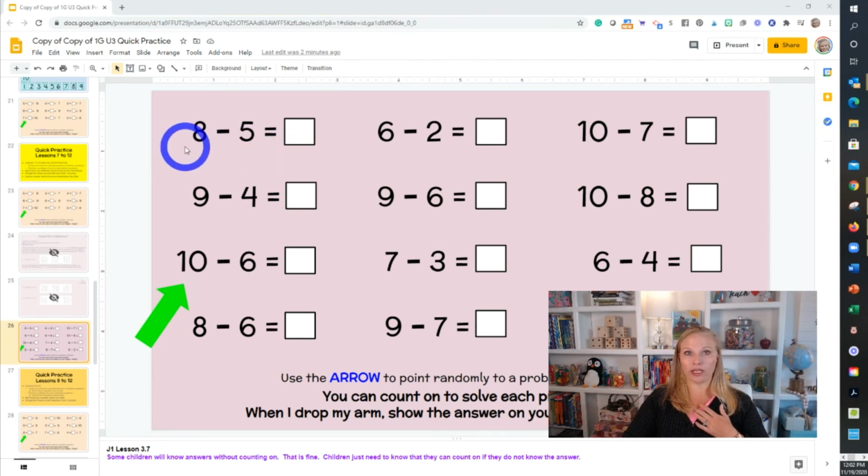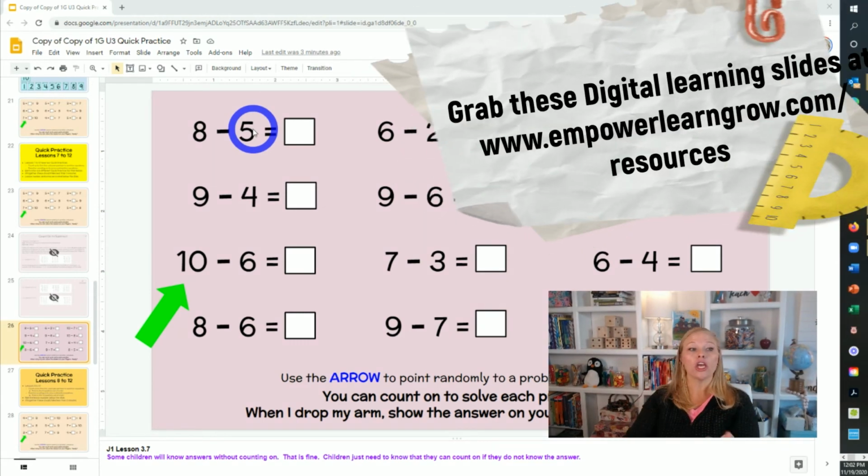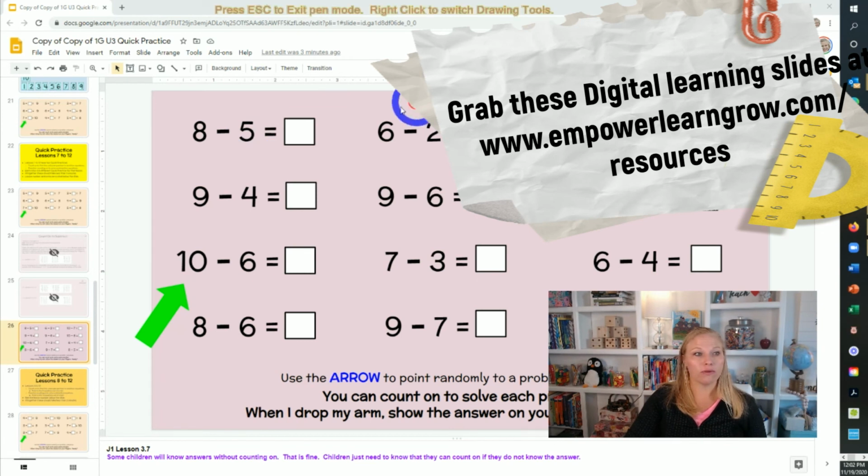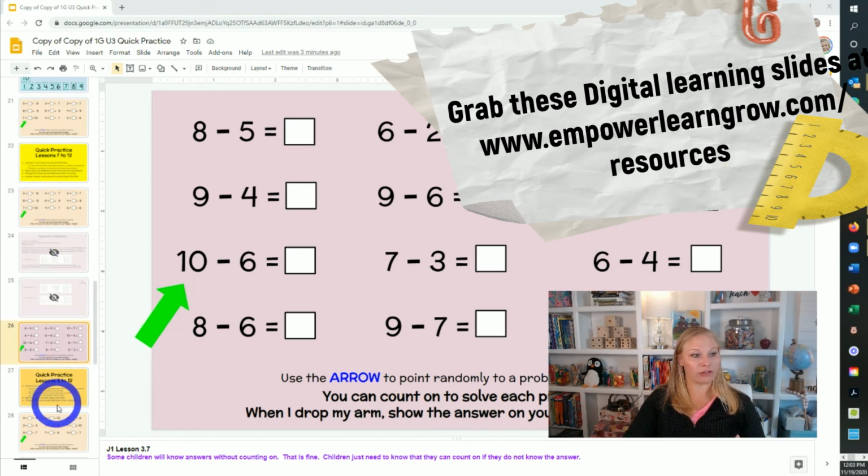So either way, we're here, boys and girls, think about it. Class, and they would say 3. And we'd say, boys and girls, count on with us. 5, 6, 7, 8. Boys and girls, how many do we count on? 3. Boys and girls, let's write 3 and read the equation with me. 8 minus 5 equals 3. So you'll repeat that then as you do all the way Lesson 7 through 12.